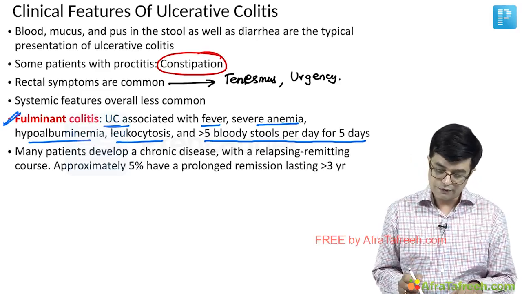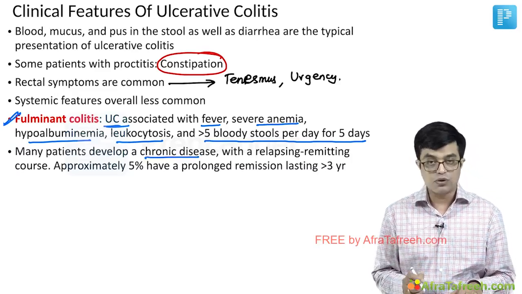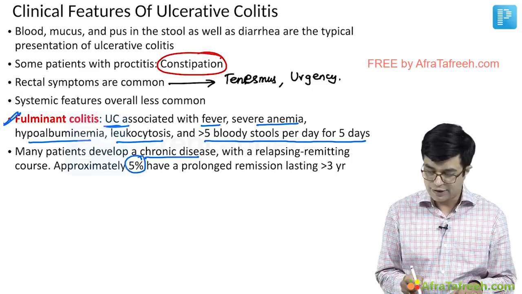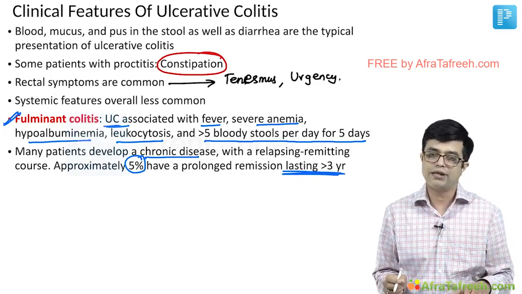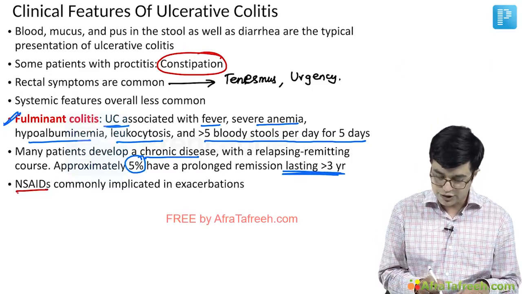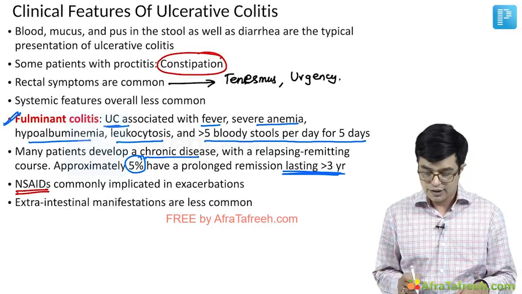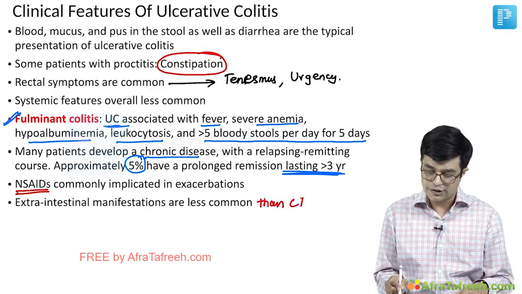Many patients with ulcerative colitis, especially children, develop a chronic disease with a relapsing remitting course. Approximately 5% will have a prolonged remission lasting more than 3 years. In the remaining, it will be a relapsing remitting course. And exacerbations are commonly caused by the use of non-steroidal anti-inflammatory drugs. Extraintestinal manifestations are less common as compared to Crohn's disease.